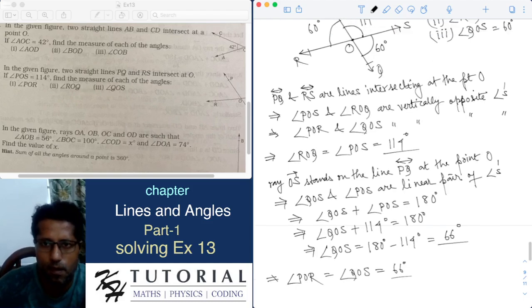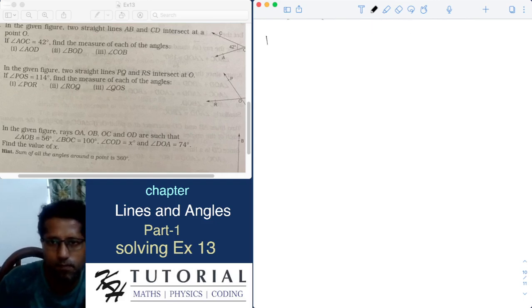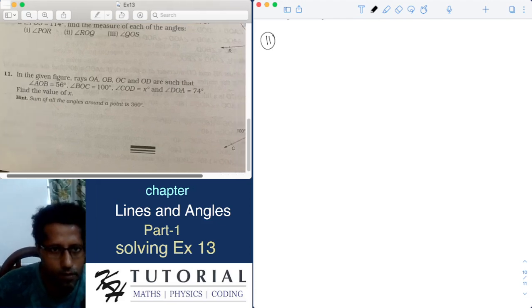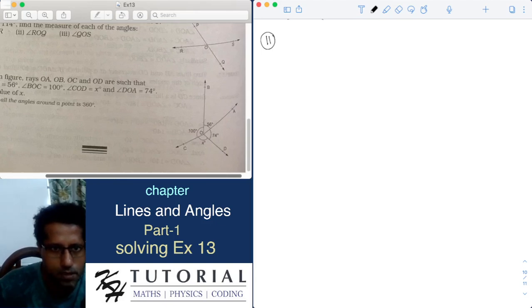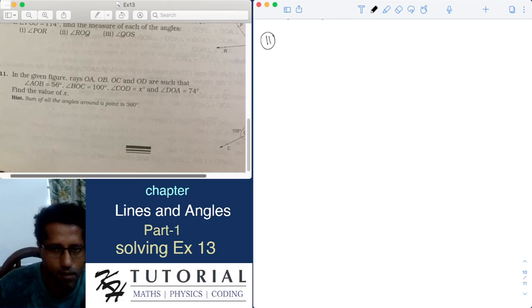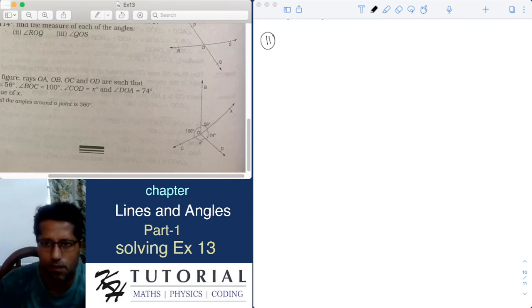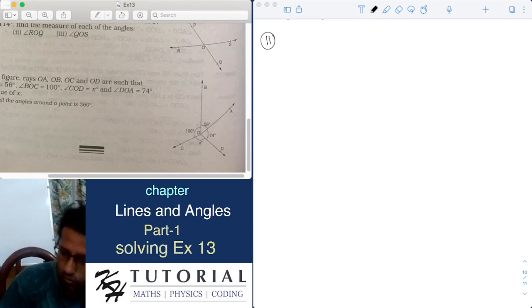Okay. Let's do the last problem, which is problem number 11. In the given figure, rays OA, OB, OC, and OD are such that, okay, so basically around the point O, some angles are being formed using some rays. As we have already discussed, we have to use some rays to form multiple angles around the point O.